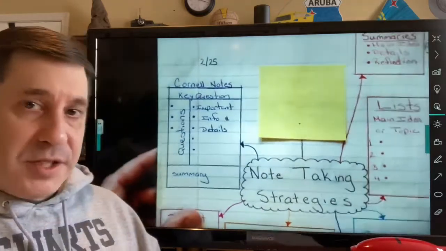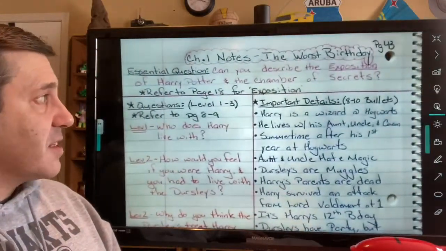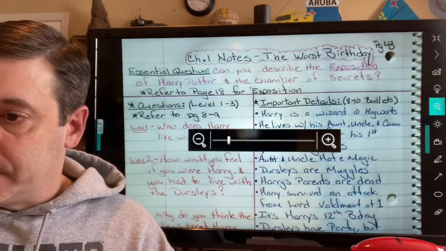We are all going to be doing a set of Cornell Notes for Chapter 1 to get us started. And you can see here, all right, this is kind of what they look like when you see them in your notebook.